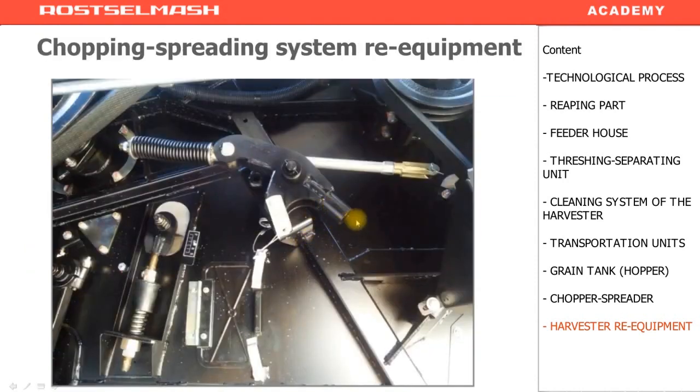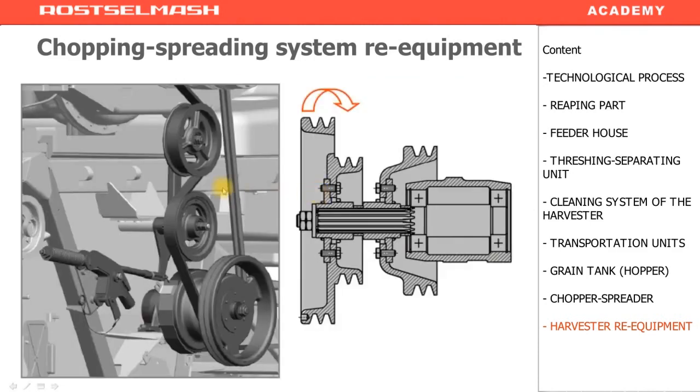The chopper spreader speed is decreased. To do this, loosen the tensor, take out the finger, turn it around by 180 degrees, put the bigger diameter in the place of the smaller one. Then put on the belt, but on the other pulley. For it, there is a special hole.